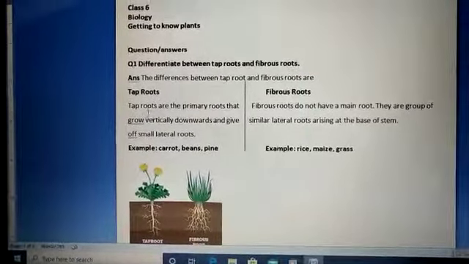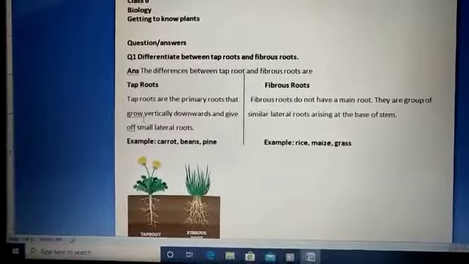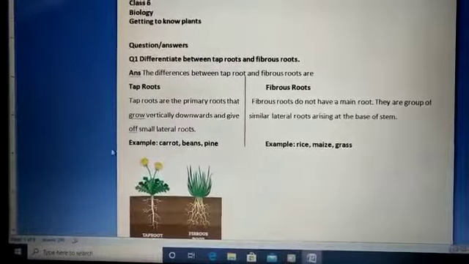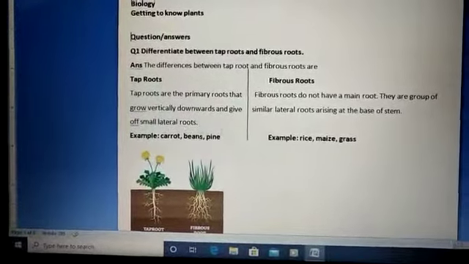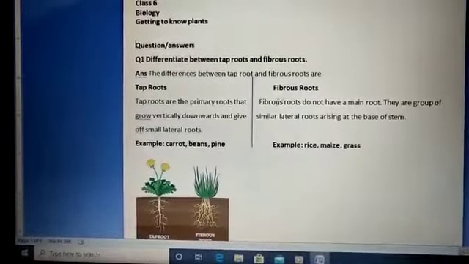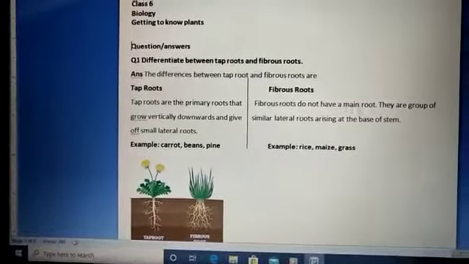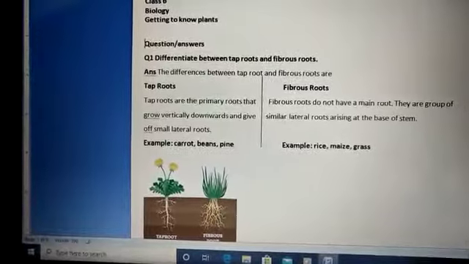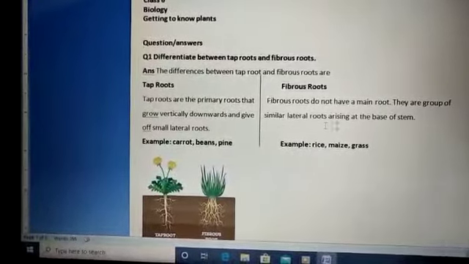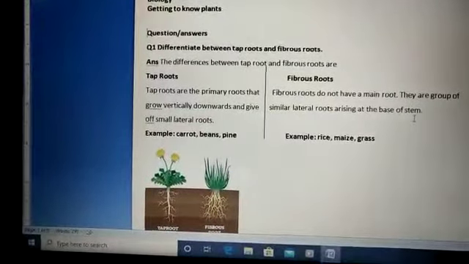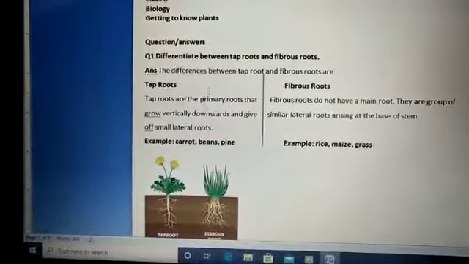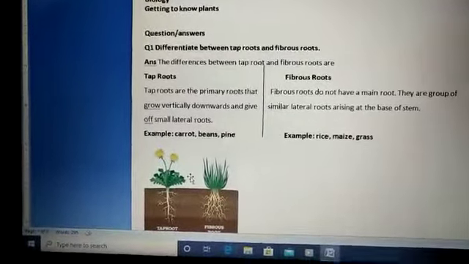Taproots are the primary roots that grow vertically downward and give off small lateral roots. Fibrous roots do not have a main root. They are a group of similar lateral roots arising at the base of the stem. Let's understand this difference with the help of a diagram.